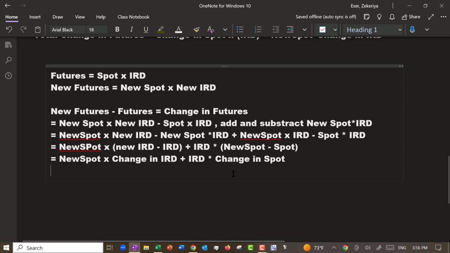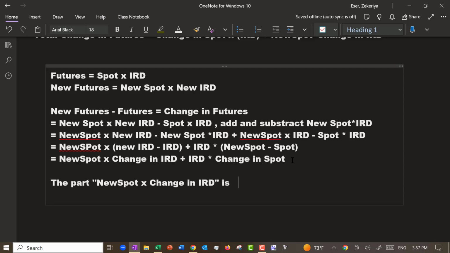So change in the value of the futures. Remember, futures is our hedge instrument. It has two components. One is given the interest rate differential right now, what's the change in the spot? The second is given the new spot rate, what's the change in interest rate? So this part essentially is called the basis risk.